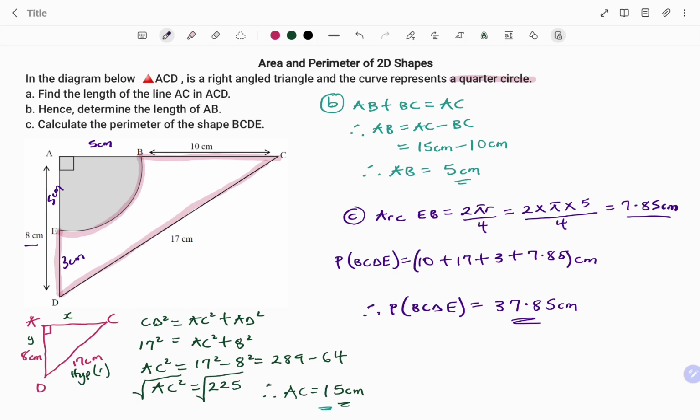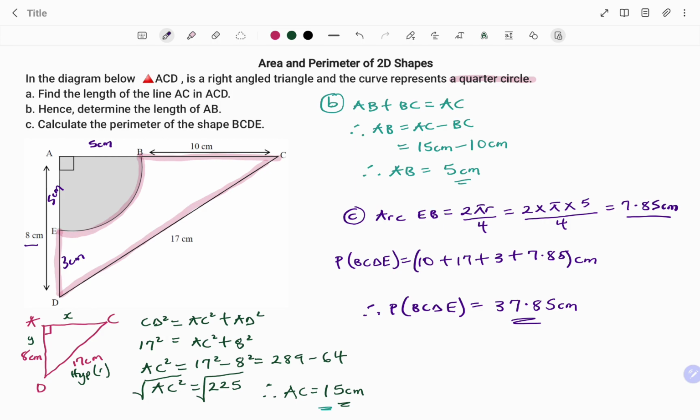Let's look at the second example. In the diagram below, an equilateral triangle sits on top of a square which has an enclosed circle touching all the four of its sides. Calculate the area of the shaded region given that the height h is 6.93 centimeters.